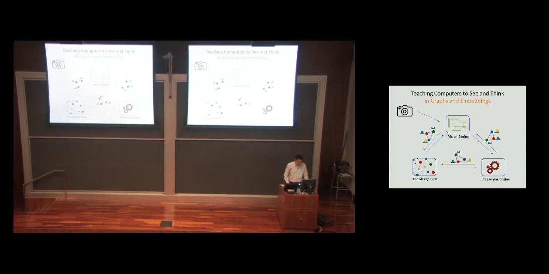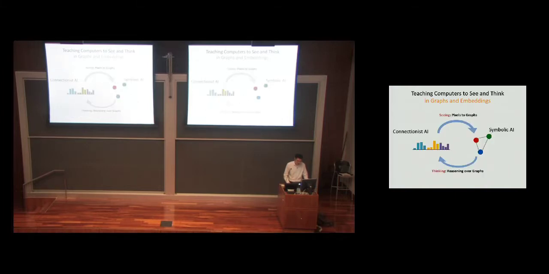Okay, so now I'm ready to show you the real title of my talk, which is actually teaching computers to see and think in graphs and embeddings. In the seeing part, that is pixels to graph, I show how we can extract a graph out of the embeddings. In other words, converting a graph from its continuous form to its discrete form. In the thinking part, I show how we can reason over graphs in the vector space. In other words, how we can put a graph in its discrete form into its continuous form and reason over the graph in the continuous vector space. So essentially, we have a synergy of ideas from symbolic AI and connectionist AI, which I find very exciting.